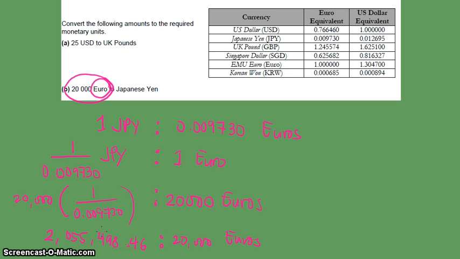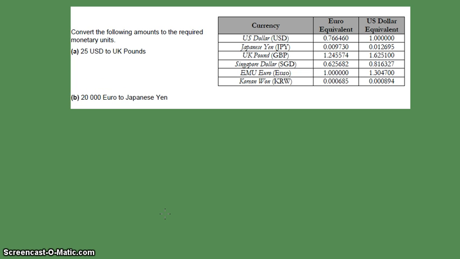In a while, I'm going to show you a much shorter way on how to convert monies. Okay, so just wait for it. This time I'm going to show you a much faster way of converting monies.